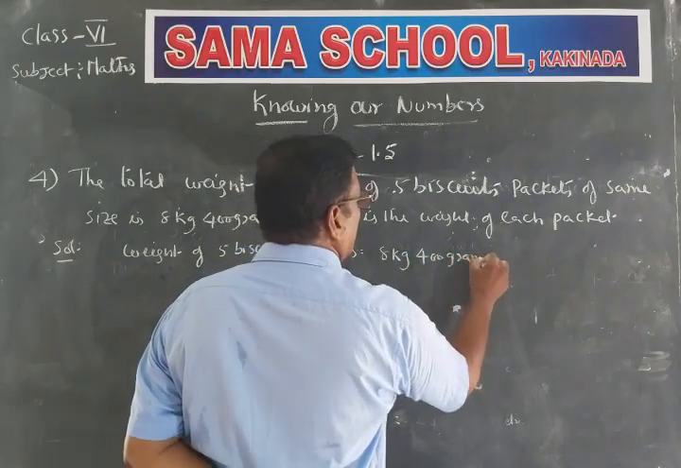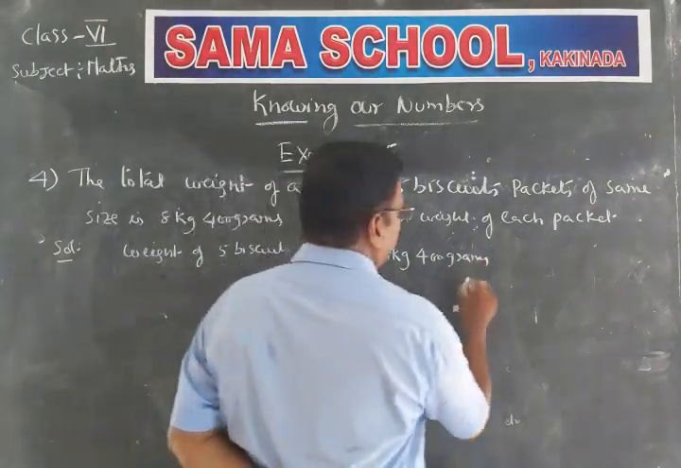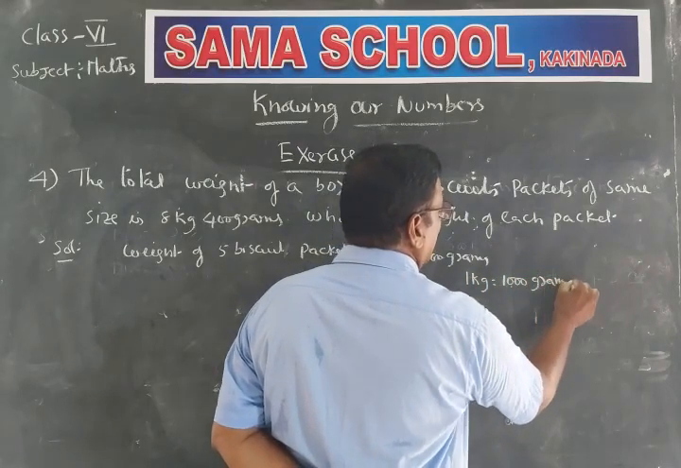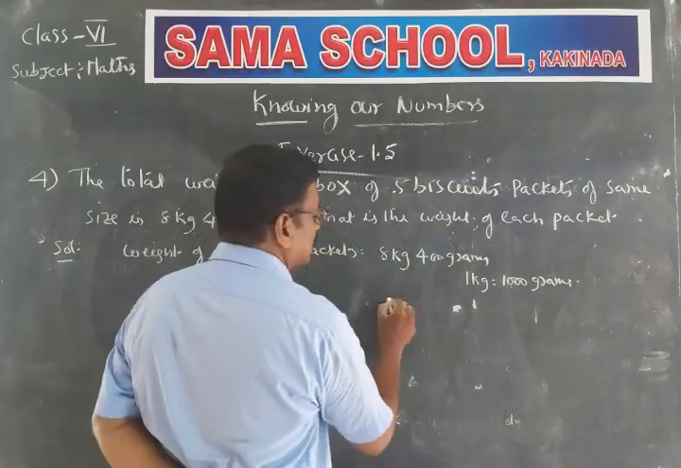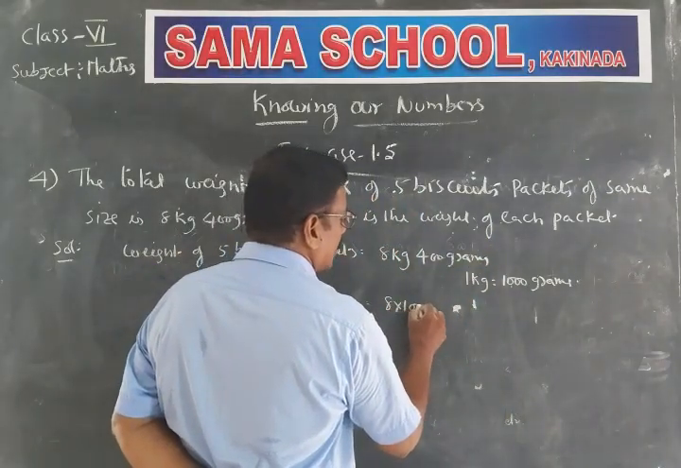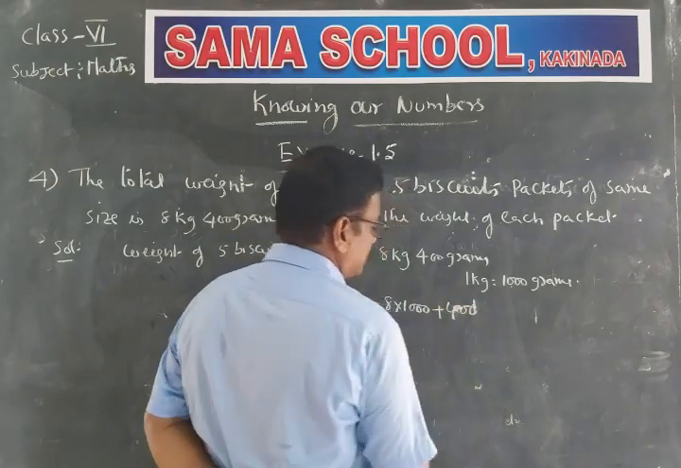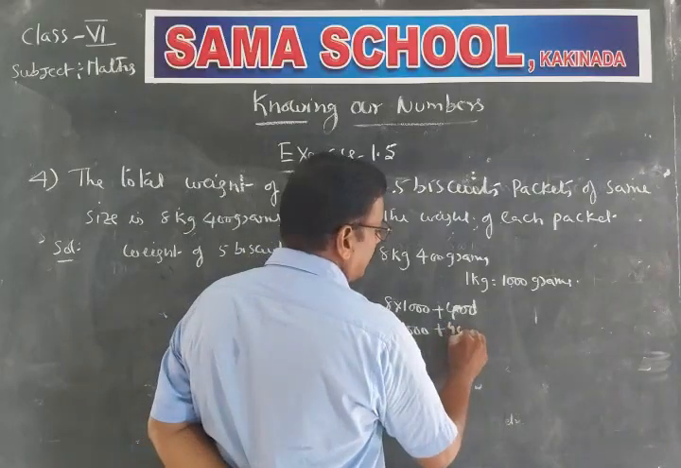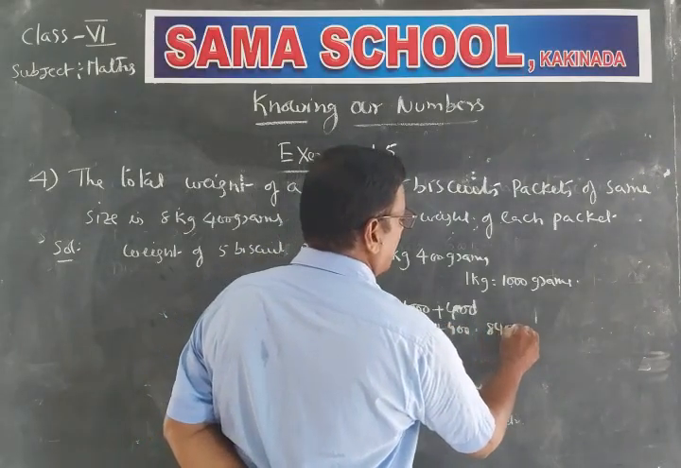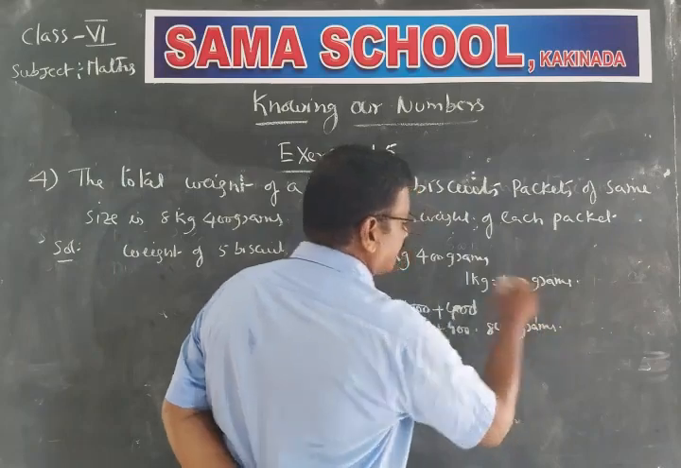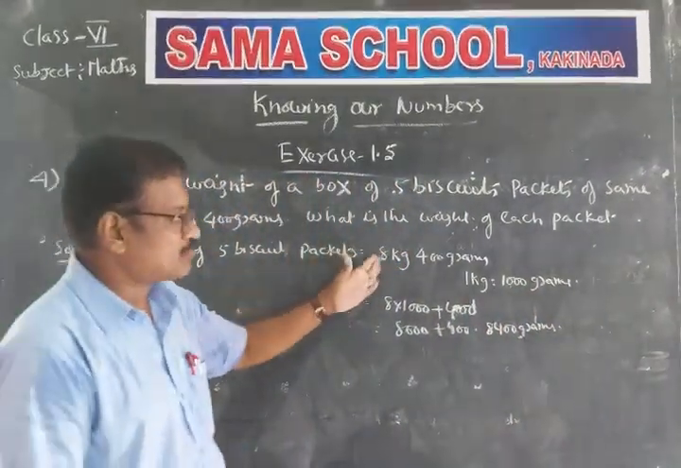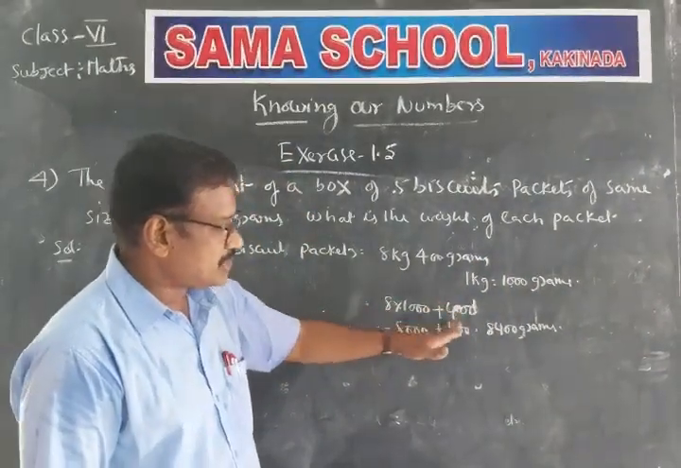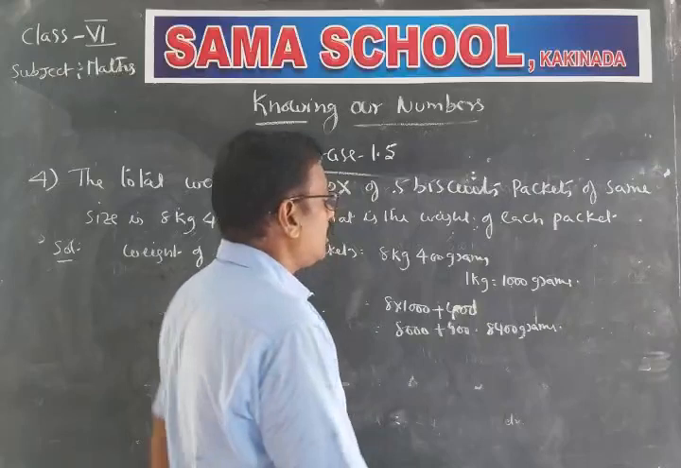Convert it fully to grams. So 1 kilogram is how many grams? 1 kilogram is equal to 1000 grams. 8 kilograms means 8 into 1000 plus 400. That is 8000 plus 400, that is 8400 grams.